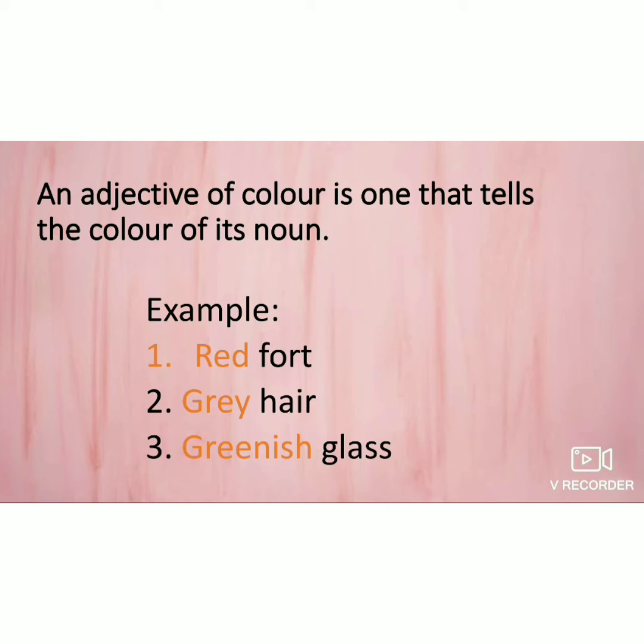An adjective of color is one that tells the color of its noun. Very easy, you just have to know about the colors. These adjectives of color will describe the noun. What kind of color is that noun? That particular word that describes the color of the noun will be an adjective of color.